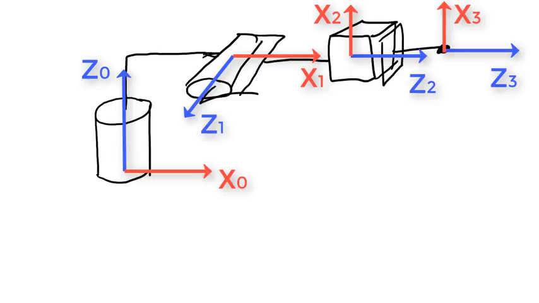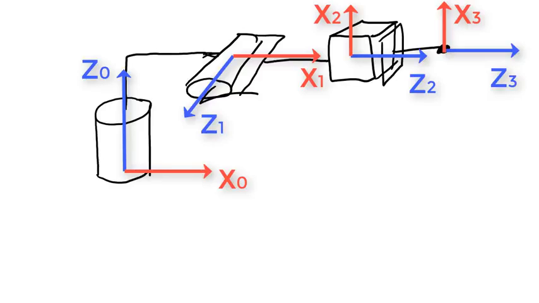For frame 0, Rule 3 doesn't apply because there is no frame before it. So we're okay here. Let's move on to frame 1. Rule 3 says that x1 must intersect z0. Now we need to use our imagination here a little bit because our drawing is in 2 dimensions, but this manipulator is actually in 3 dimensions.